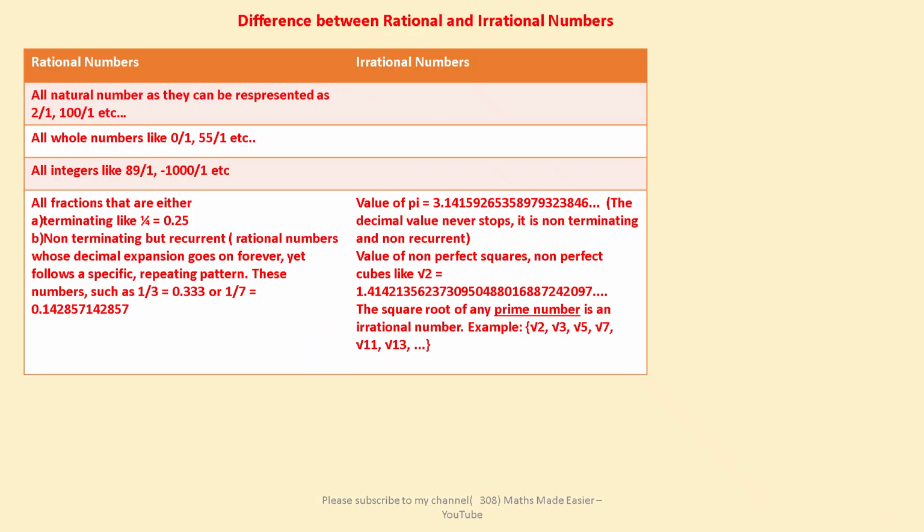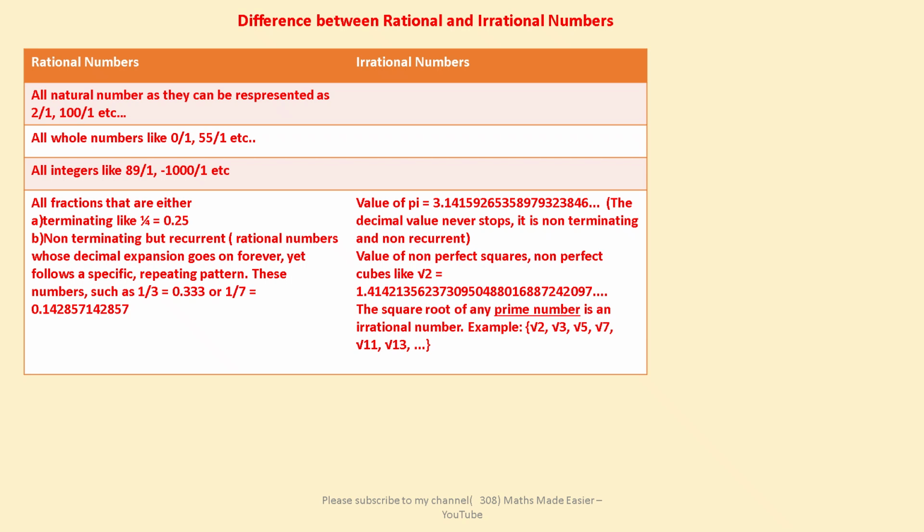Let me quickly throw some light on the difference between the rational and irrational numbers. The natural numbers, whole numbers and integers can all be represented in the format P by Q, where the denominator can take the value of 1, and hence they can be called rational numbers. If we look into the other fractions, we can discriminate between the rational and the irrational numbers. Say, for example, you take the fraction 1 by 4. The value is 0.25. It is a terminating fraction.